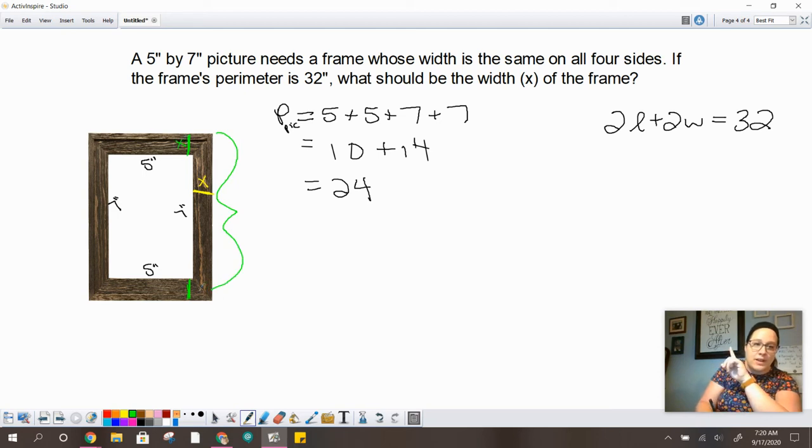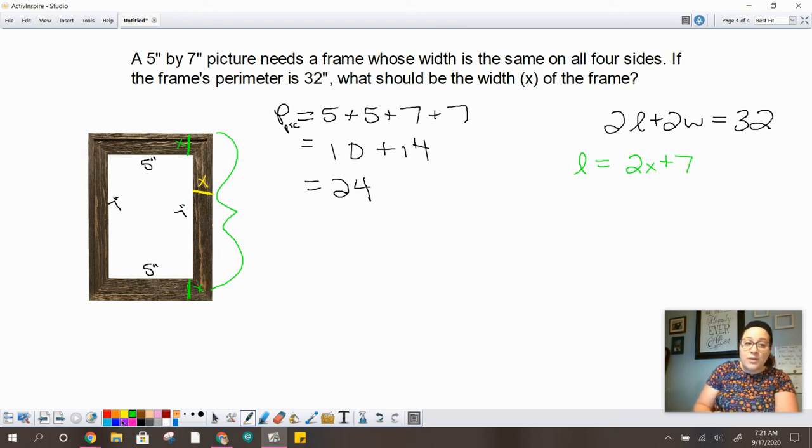So that's X, that's X. Picture frames are always the same thickness the whole way around. Typically, I don't think I've seen a picture frame that is not, but it might be, I don't know. For these problems, they're the same width the whole way around. So for the 7 inches, we have 7 plus X is our length. So our length would be 2 X's plus 7.